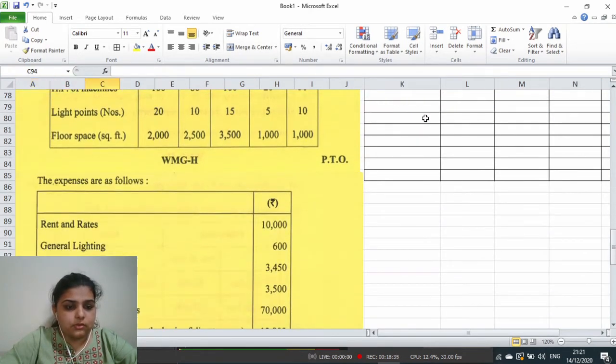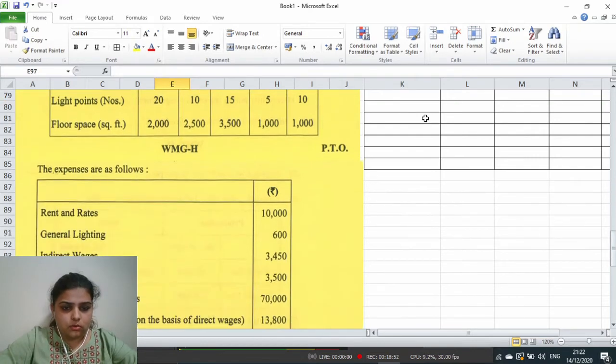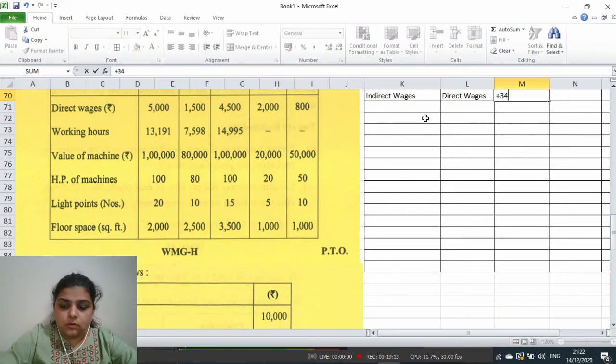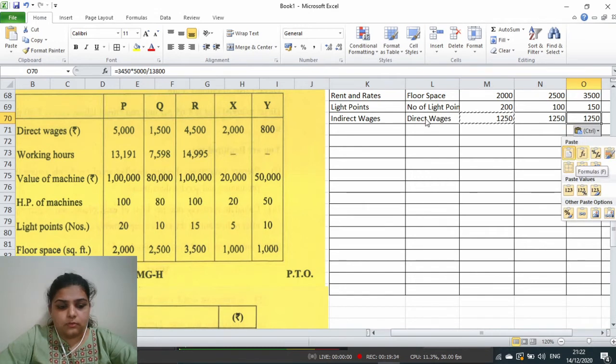And next is your indirect wages. It will be on the basis of your direct wages. Right. So direct wages is 5,000, 6,000, 10,000, 11, 12, 13. 13,800 is the total. So 3450, this we'll have to do on the basis of wages. That would be 3450 into 5,000 divided by, let us calculate once again to be sure, 13,800. So I'm going to copy this. Obviously when you were writing in the paper, you had to do it.